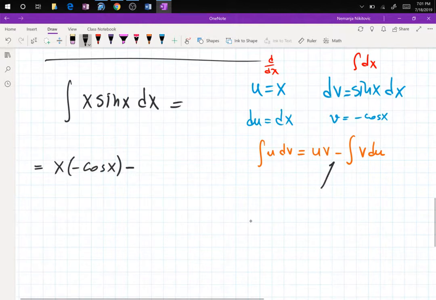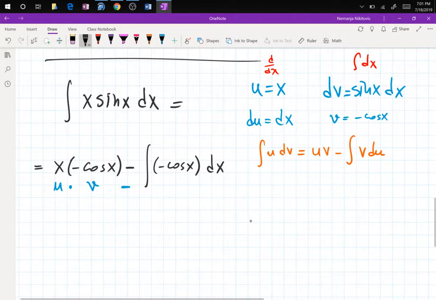And then minus, from the formula. So u is x, v is negative cosine x. This part over here is u times v, and then I have the minus from the formula. Now I need the integral of v du. v is negative cosine x, and du is just dx. So this is now the integral of v du. This line is just you plugging in.